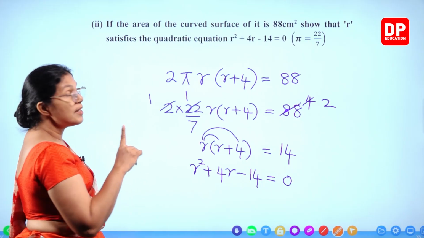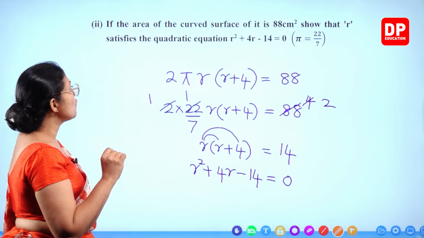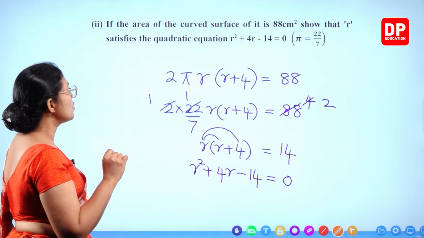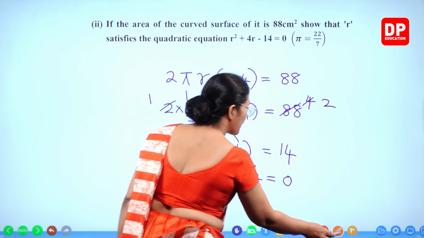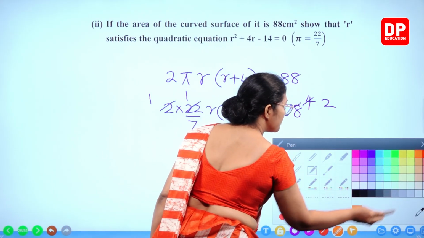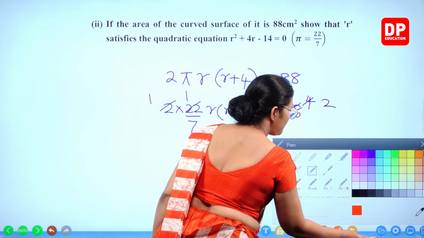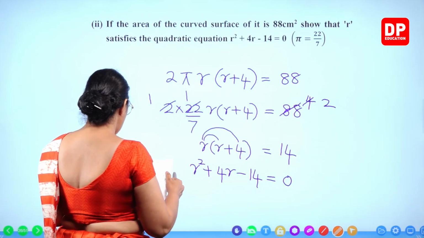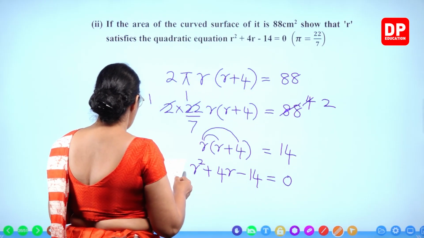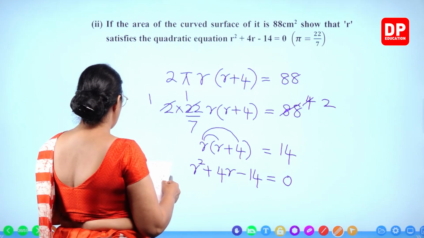So you get the same equation. R squared plus 4r minus 14 is equal to 0. How many marks? So you are getting 2 marks for showing that.